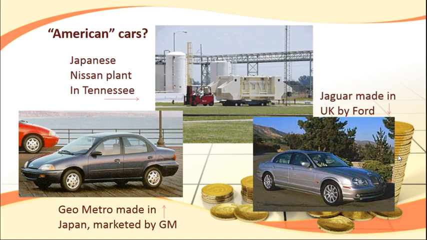Ford is currently assembled in Mexico, although in here I have a picture of a Jaguar made in the UK by Ford. And then there's the Japanese Nissan plant in Tennessee. We're just opening up the Toyota plant here in North Texas. The Geo Metro is made in Japan, but it's marketed by GM, which is an American company. And so there's really a globalization of all of these things. And so that idea that the secondary activities have to be really tied to the primary activities is not entirely true anymore, although the cost really does matter.